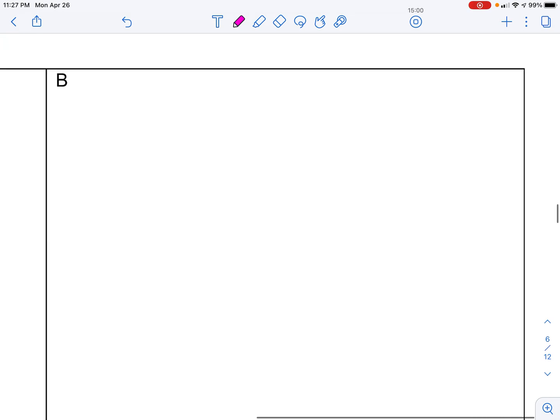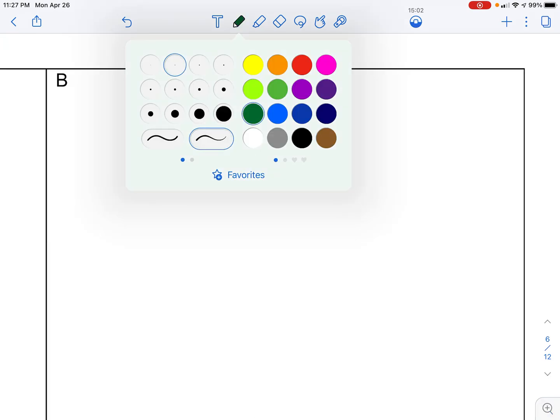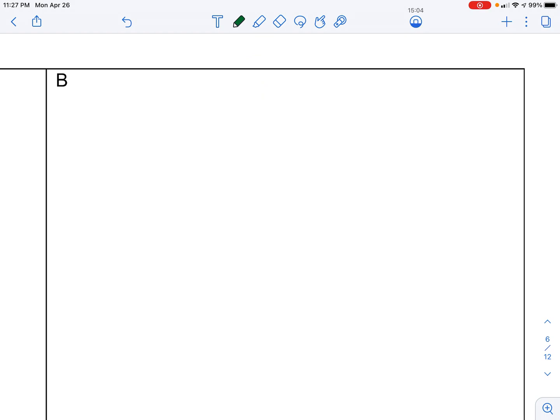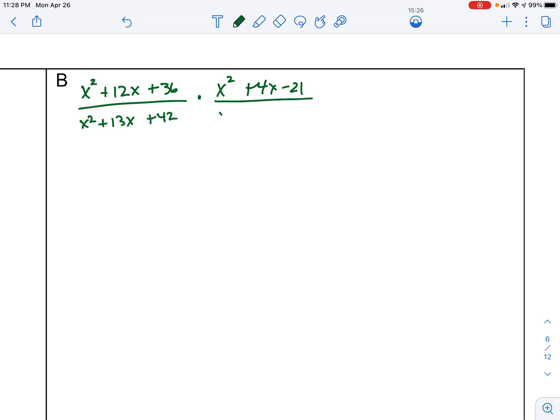All right, let's move on to B. Letter B. See, these are kind of fun, really. I'll use green for a change. All right, so we have this x squared plus 12x plus 36 over x squared plus 13x plus 42. And this is a multiplication problem, so no keep, flip, and change. We just leave it as it is. We just need to factor and simplify by canceling any terms that we can cancel.